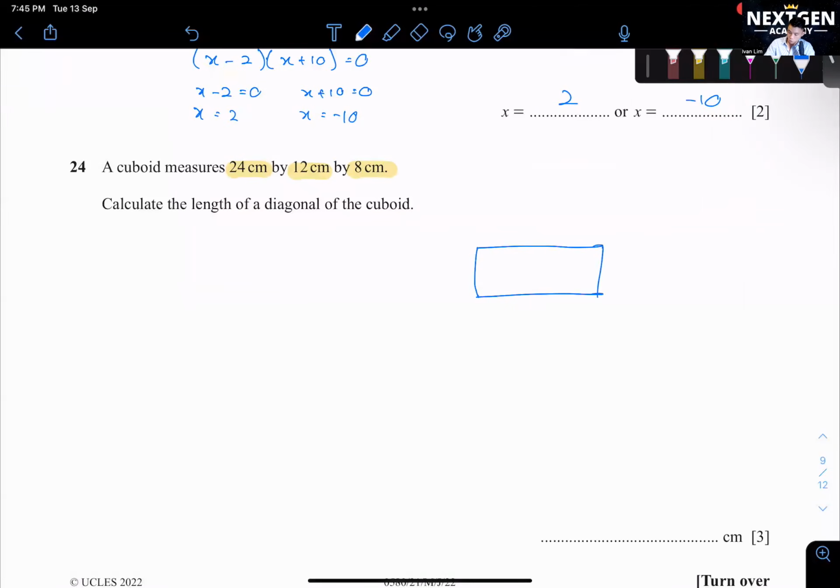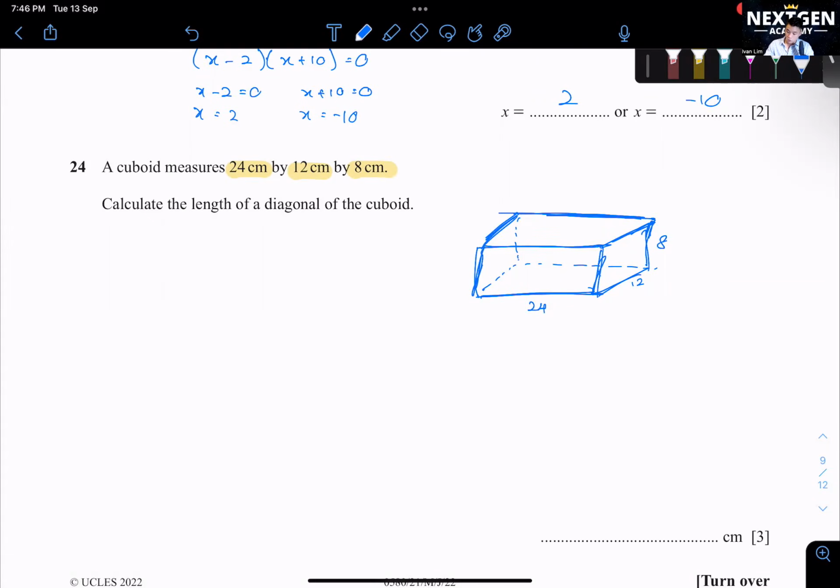So they say 24 by 12. Maybe this one a bit shorter. By 12, then by 8. Just roughly sketch it out. 24 by 12 by 8. Calculate the length of the diagonal.